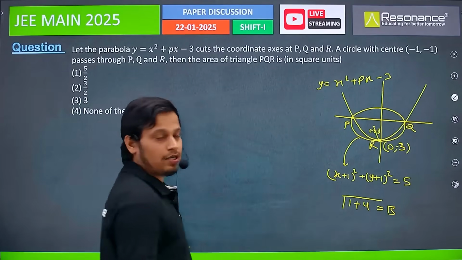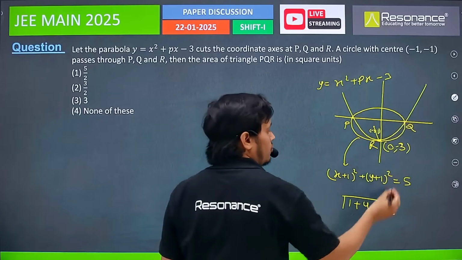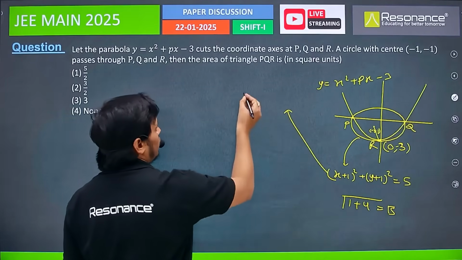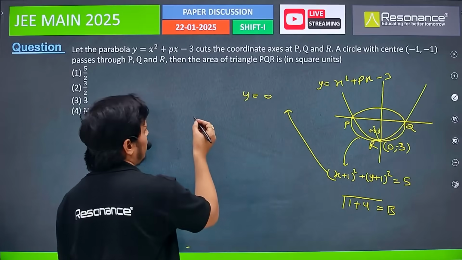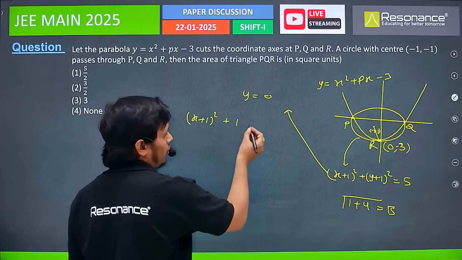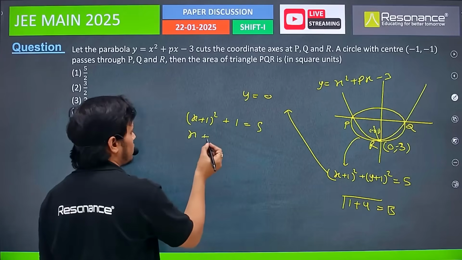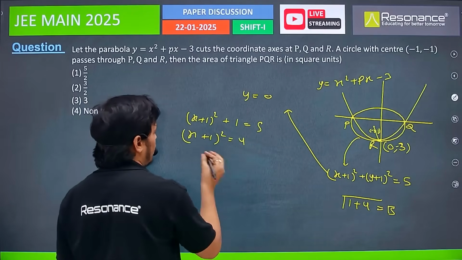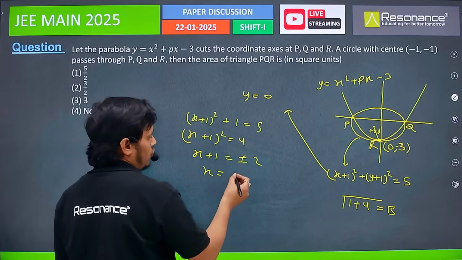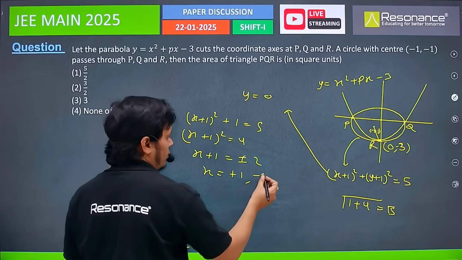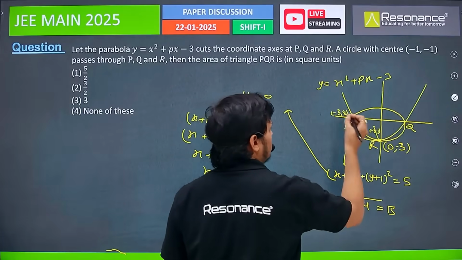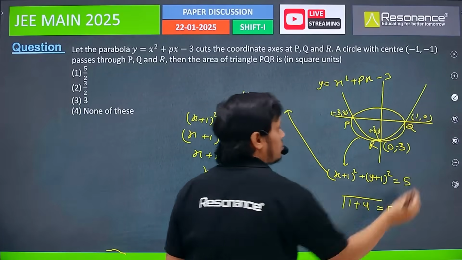Now actually this circle is also passing through P and Q. So to get the point of intersection with the x-axis in this equation, I am putting y equal to 0. If we put y equal to 0, (x+1)² + 1 = 5. So (x+1)² = 4, x+1 = ±2, x = 1 or -3. Okay, so this point is (-3, 0) and this point is (1, 0).